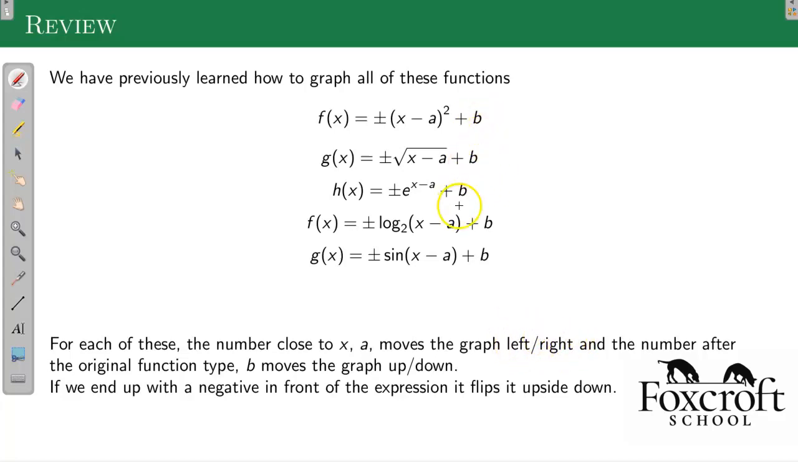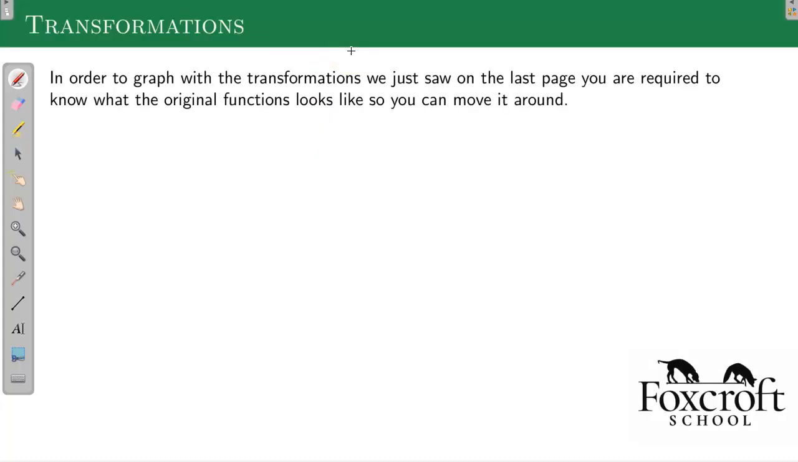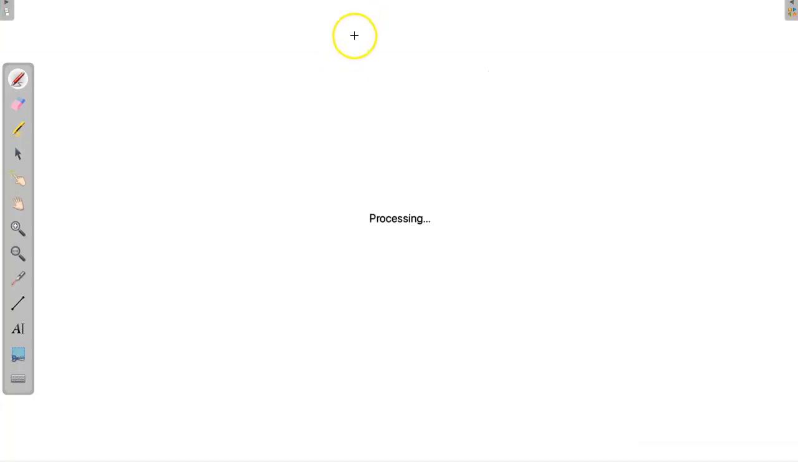I can add at the very end, after everything else happens. That moves my graph up and down. And then I can put a negative sign in the front, and that flips my graph upside down vertically. Those are the three main ways we can move graphs around. There's a couple more we haven't learned. In order to graph with these transformations, you need to know what the original function looks like and then move it around based on the transformations.